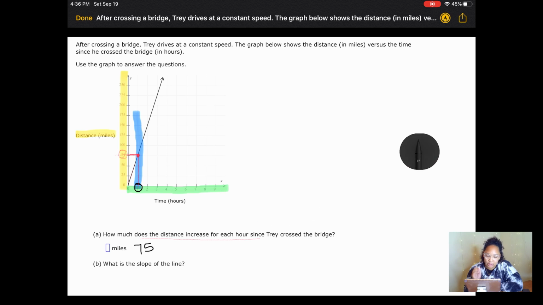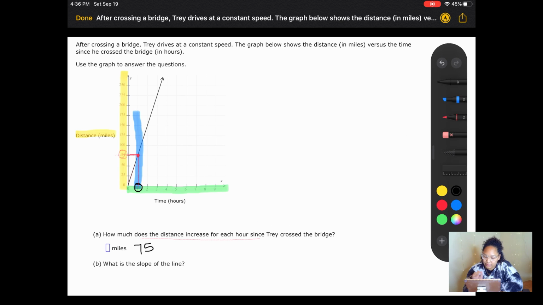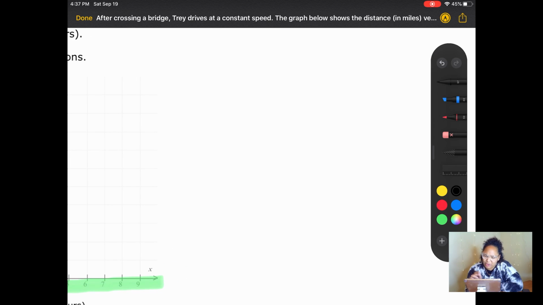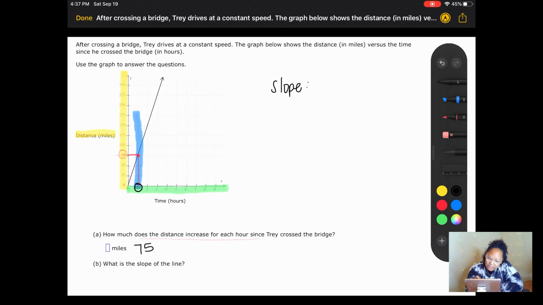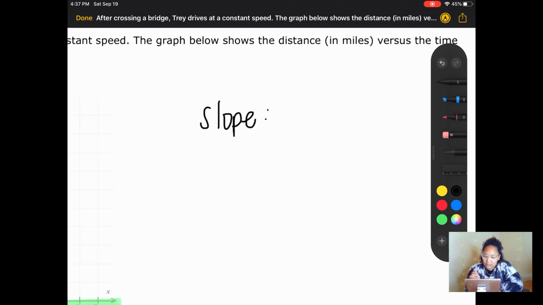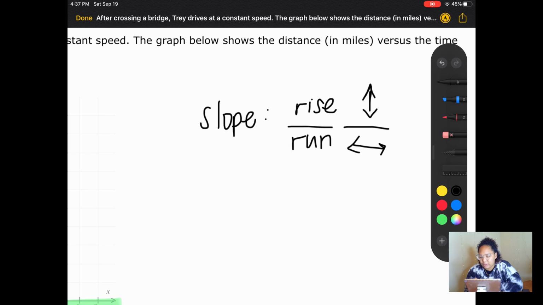Okay. Now, for the second part, let me move this over here. It says, what is the slope of the line? The slope of the line is something that a lot of people have a hard time understanding, but that's okay. That's what I'm here for. Slope talks about what this line looks like, how steep or not steep, and which way it goes. You find the slope by talking about rise over run. So how much does it go up or down, or how much does it go left or right?